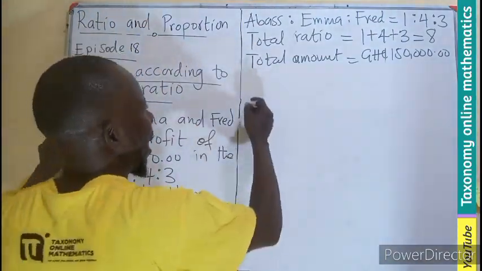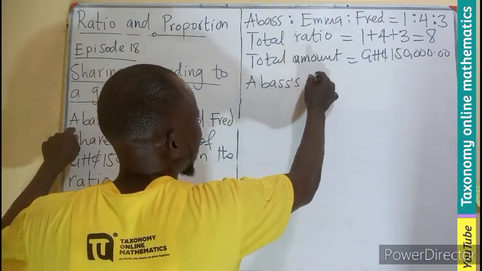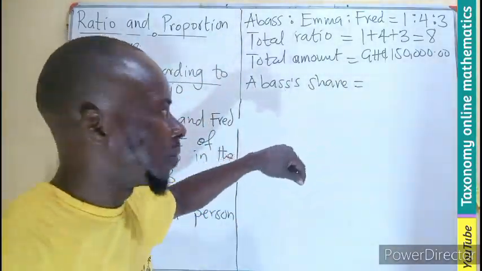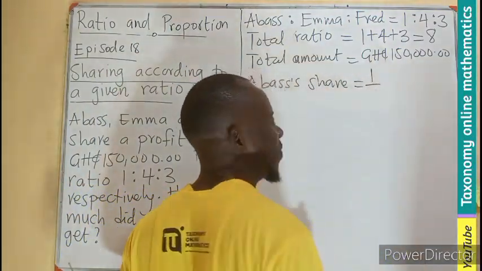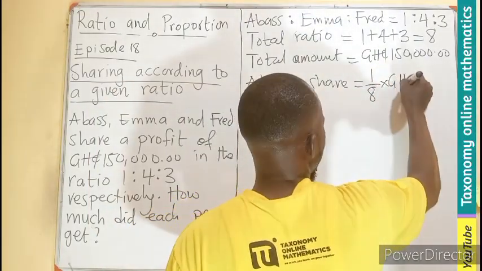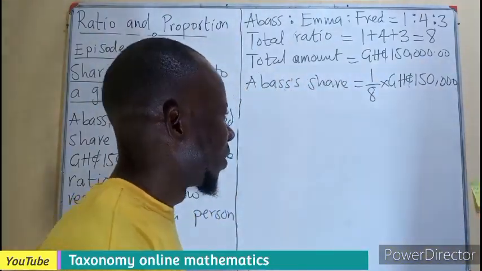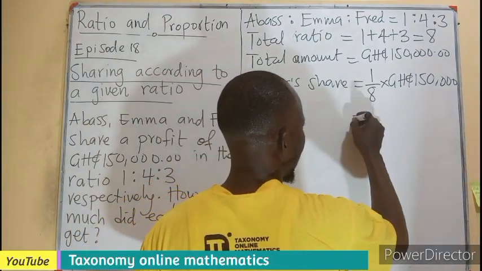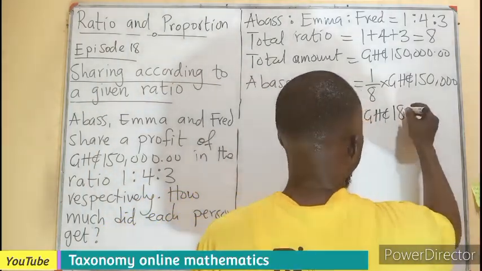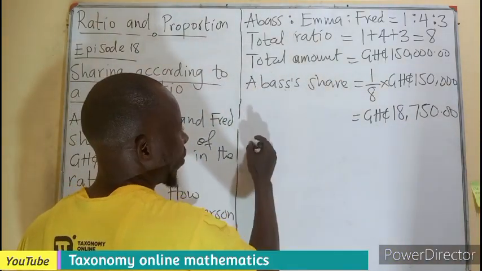The first thing is about share. The share is going to be the ratio corresponding to Abbas, which is 1, divided by the total ratio into which they are sharing, 8, times the amount they are to share, 150,000. So let's divide that. So this on our calculator will give us 18,750 Ghana cedis.